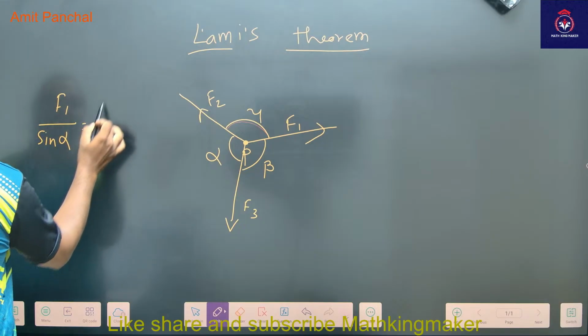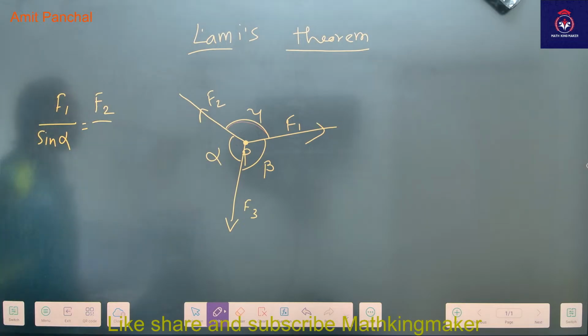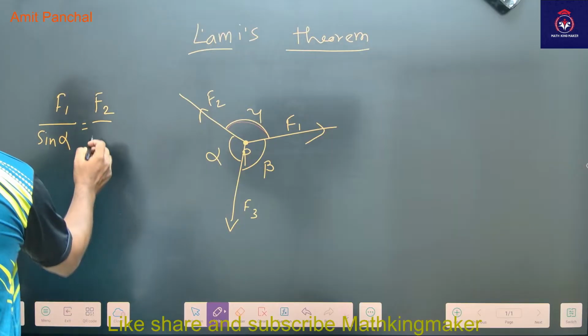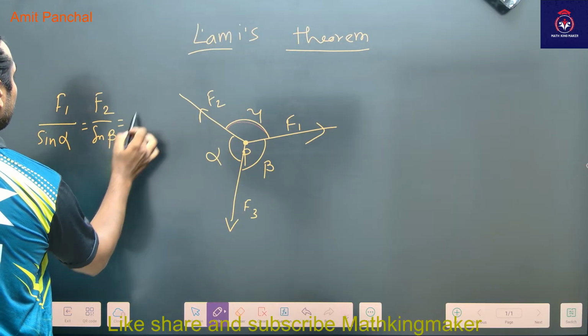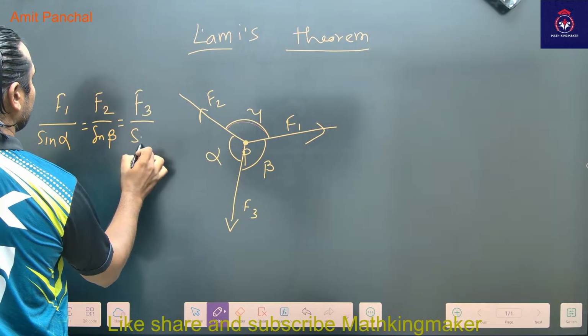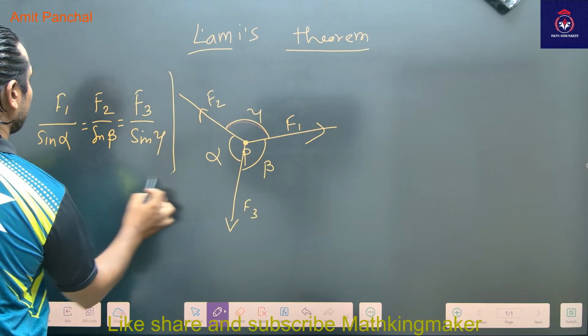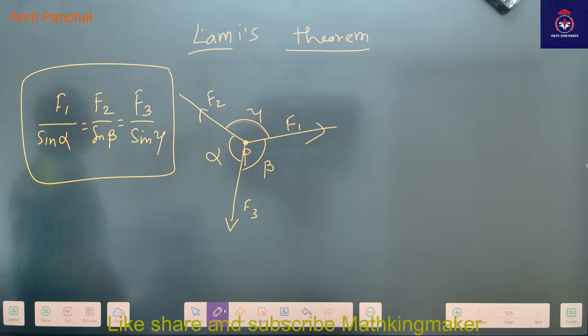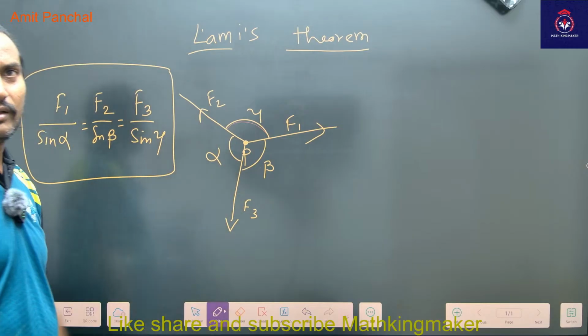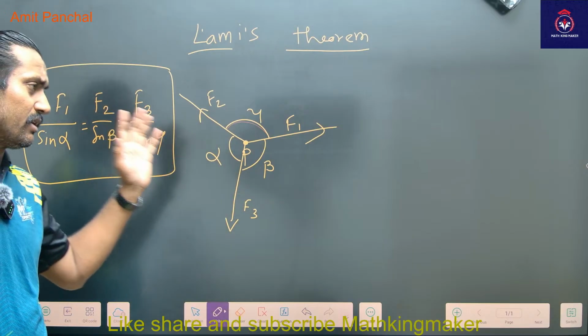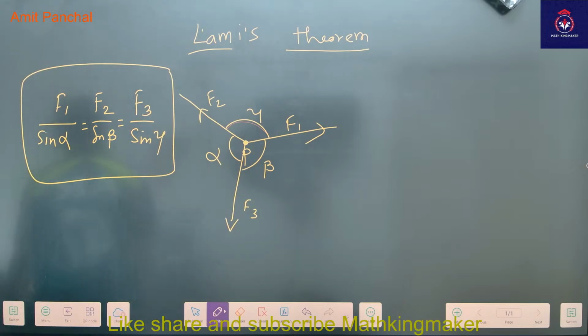If you are taking F2, F2 upon what will be in the denominator? Sine beta. And if it is F3, F3 upon sine gamma. Isn't this just called the sine rule? It is not the sine rule. Sine rule is used in a triangle. It is not a triangle, but it's very similar to it. Got my point?